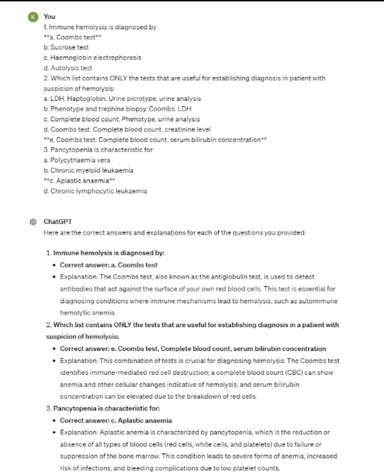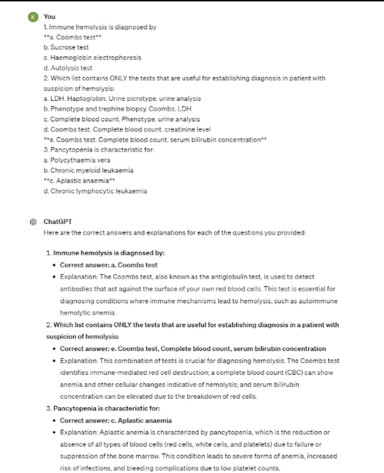Explanation. This combination of tests is crucial for diagnosing hemolysis. The Coombs test identifies immune-mediated red cell destruction. A complete blood count, CBC, can show anemia and other cellular changes indicative of hemolysis, and serum bilirubin concentration can be elevated due to the breakdown of red cells.